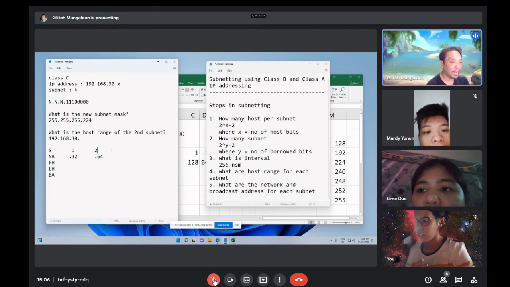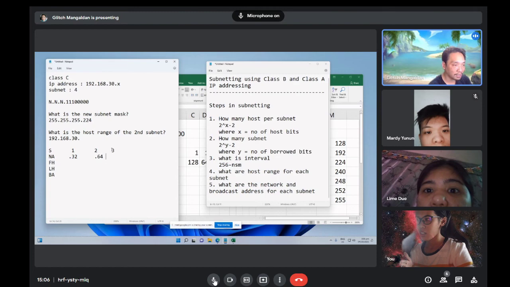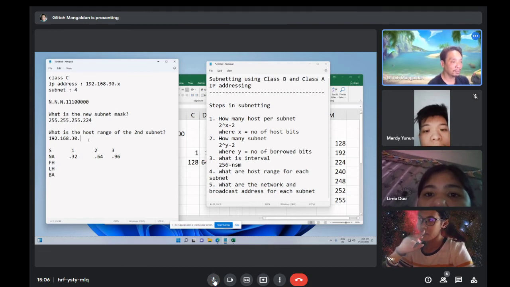O, kailangan pa natin ng third. Ano yung third? What is the third subnet? Network address. Okay, o yan, makukuha na natin. What is now the host range of the second subnet?